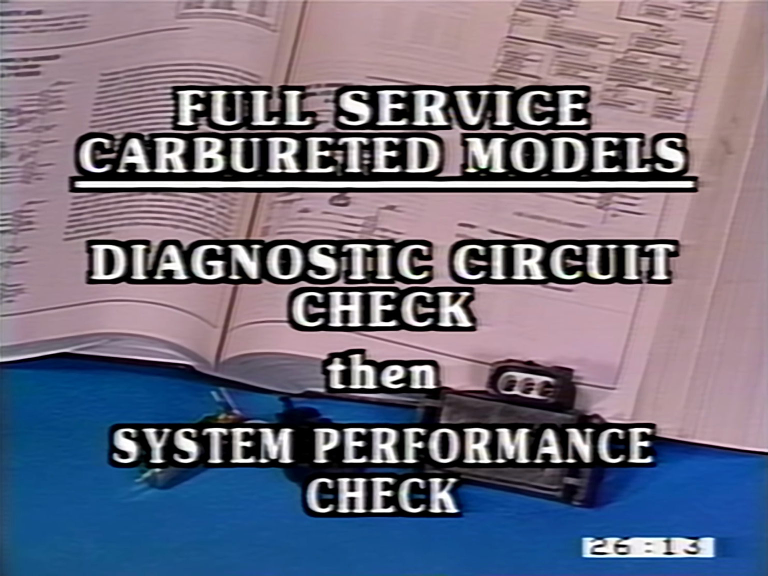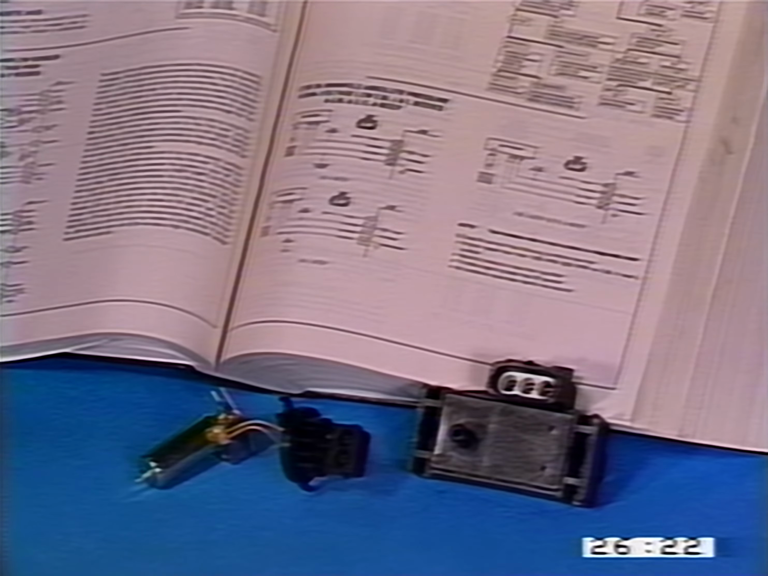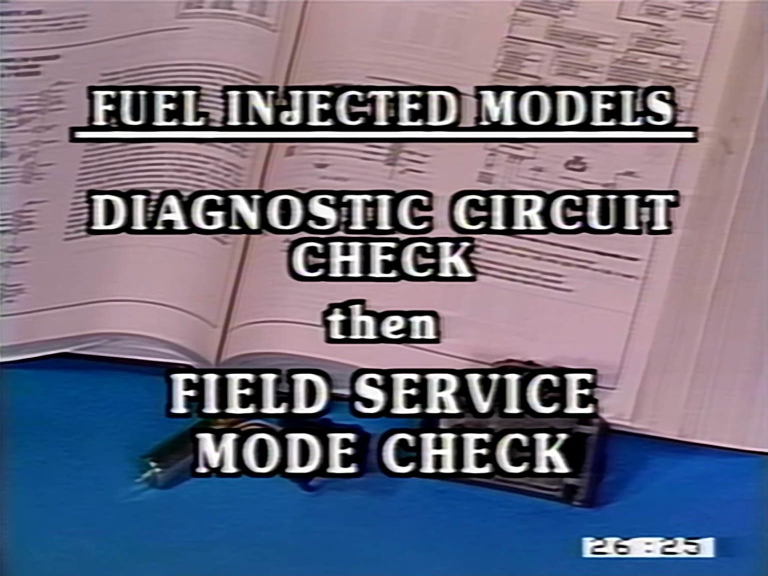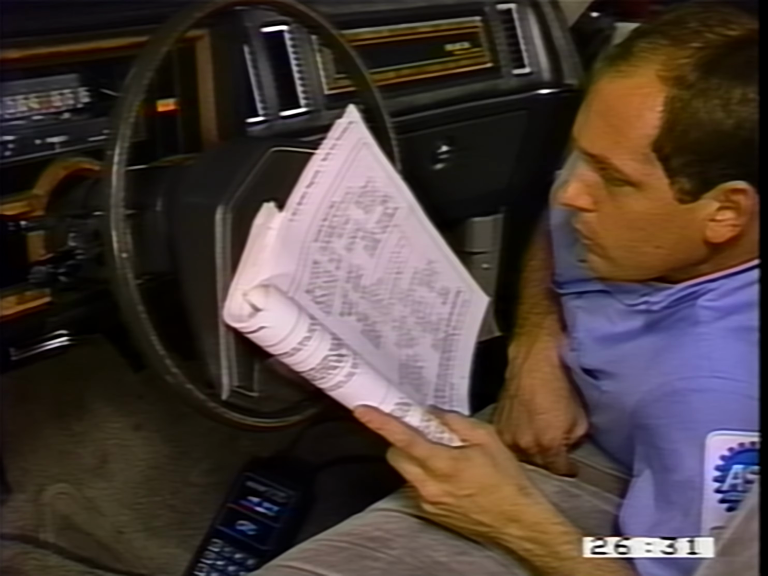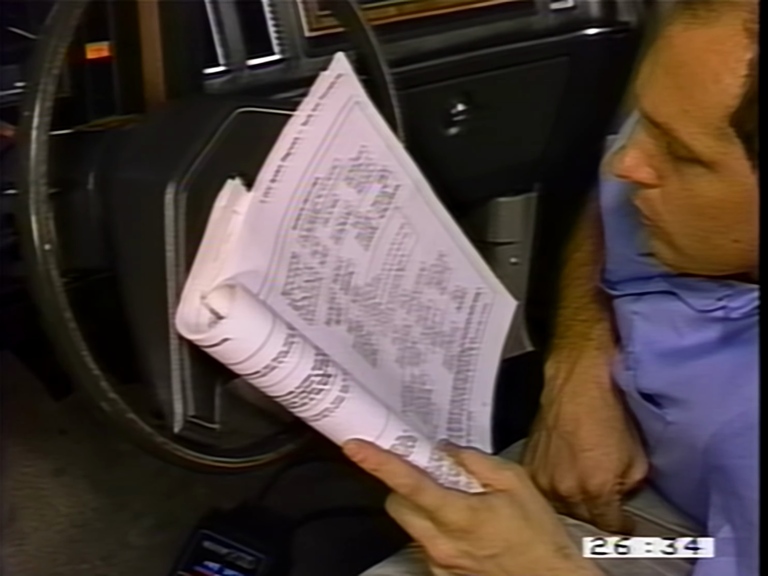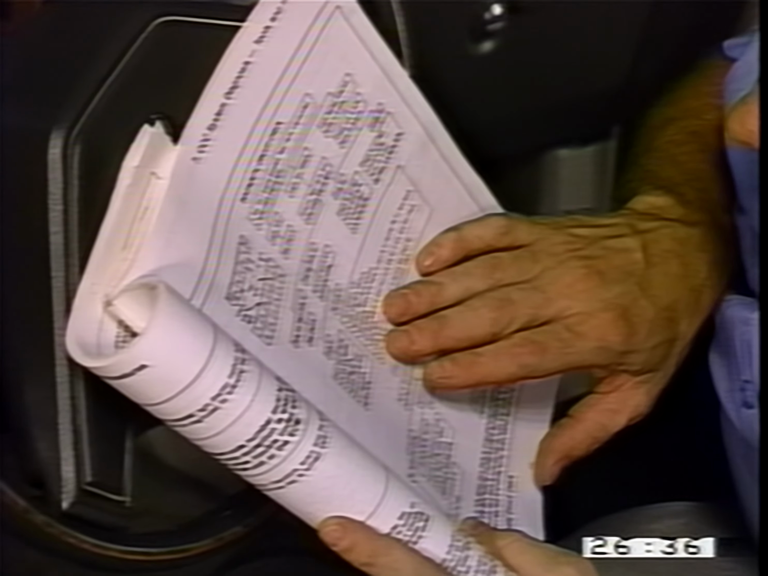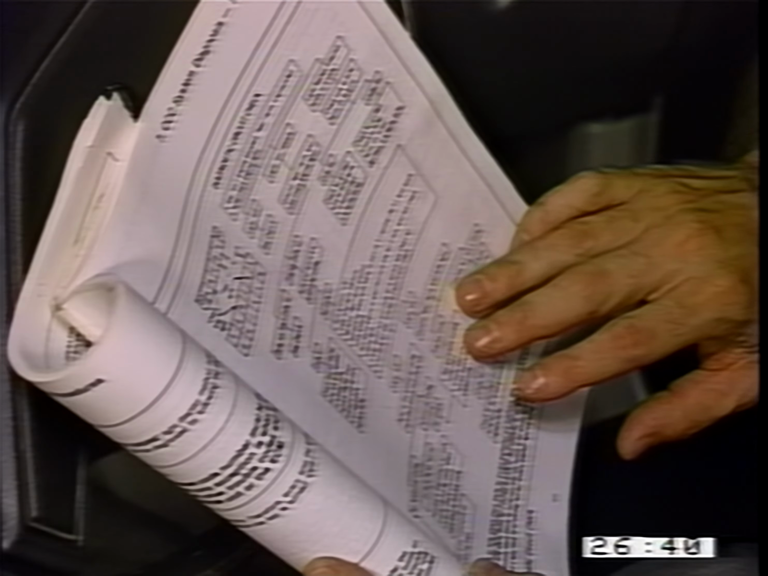Do a diagnostic circuit check, which verifies the reliability of the diagnostic system, concluding with a system performance check for all carbureted models. On fuel-injected applications, the diagnostic circuit check is followed by a field service mode check. The diagnostic circuit check for full-service carbureted models determines if the service engine soon light works, and that the ECM is operating and able to recognize stored fault codes indicating problems. If there are no codes, then the system performance check is executed.